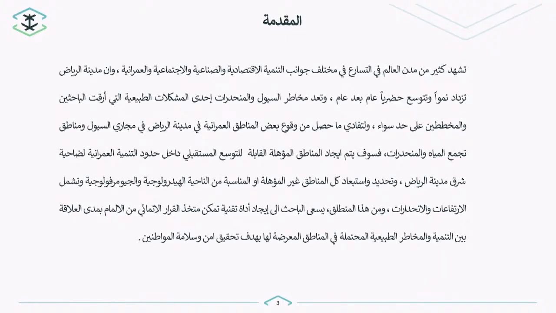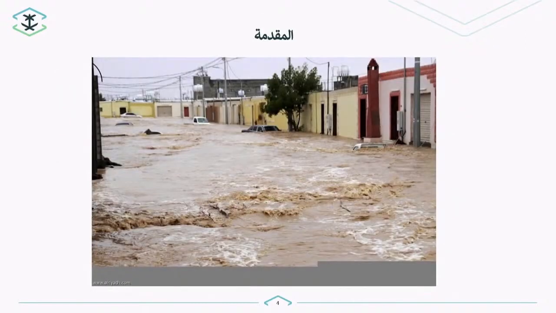The introduction is the agenda. Many cities in the world have witnessed the risks of flows and low places. It's one of the natural problems that makes experts tired, and we will give examples. There are some pictures, as you can see.